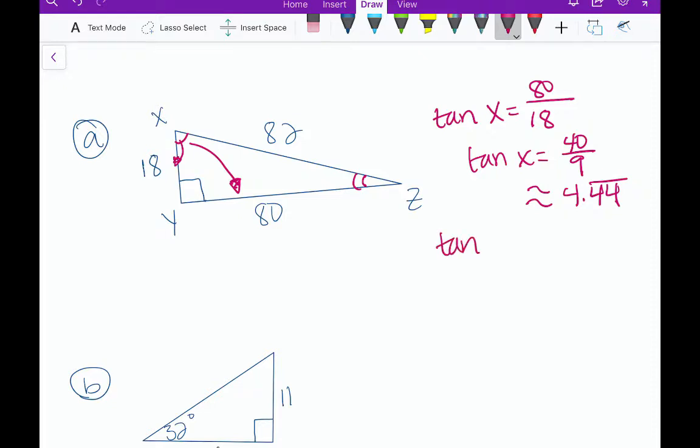Now we're going to look at the tangent of angle Z because it's the other acute angle. It's going to be equal to opposite, which is 18, over adjacent, which is 80. Notice that those are reciprocals. The tangent of X is the reciprocal of the tangent of Z. 18 over 80 is going to be 9 over 40, which is equal to 0.225. That is the exact answer. That's a nice decimal there. So that's just the answer for the tangent of the angle.